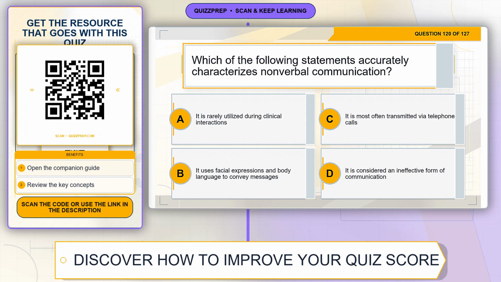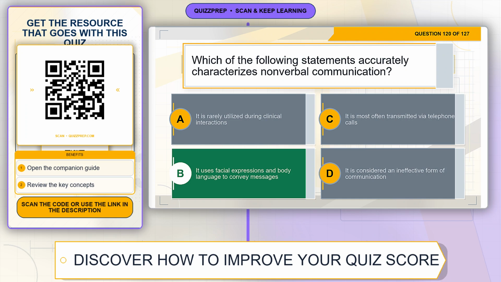Question 120. Which of the following statements accurately characterizes nonverbal communication? Option A. It is rarely utilized during clinical interactions. Option B. It uses facial expressions and body language to convey messages. Option C. It is most often transmitted via telephone calls. Option D. It is considered an ineffective form of communication. The correct answer is option B.